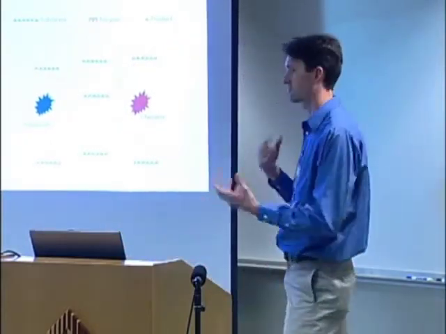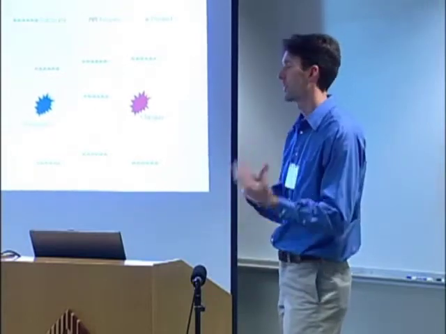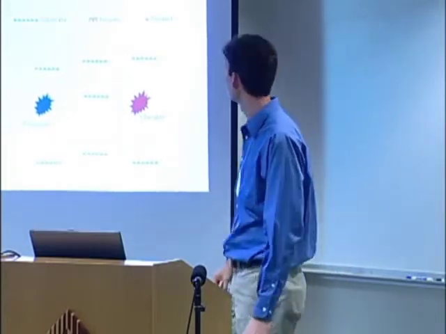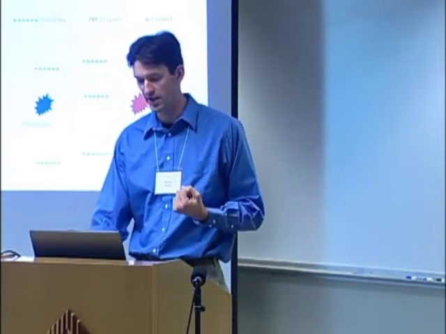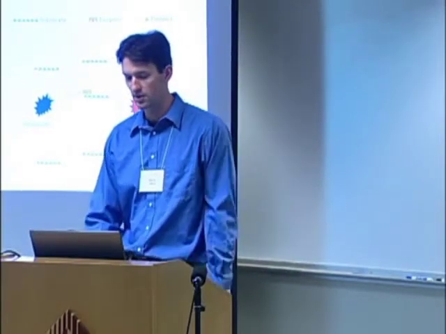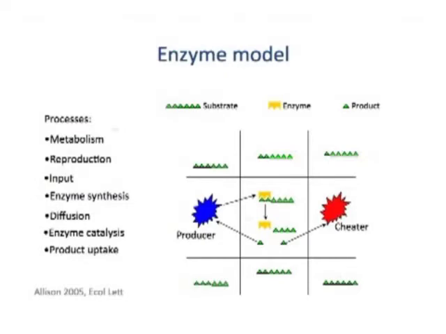So in this system, we have constant inputs of substrate, so you know, kind of assuming that plants are growing and providing these complex substrates over time. So entering the grid at a certain rate. Then we have production of enzymes by the enzyme producers. And these enzymes can then diffuse throughout this grid at a rate dependent on our diffusion parameters.